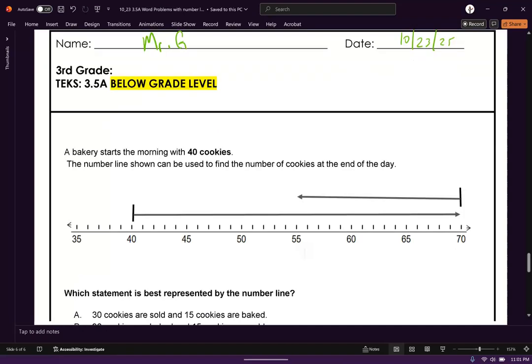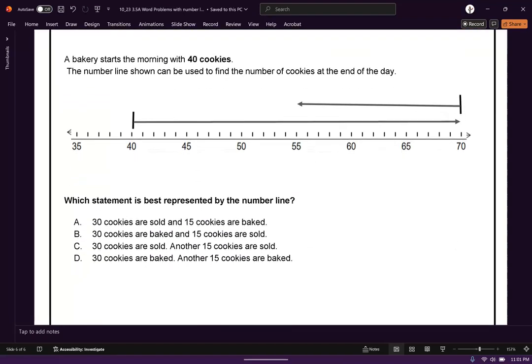Here we go. A bakery starts the morning with 40 cookies. The number line shown can be used to find the number of cookies at the end of the day. Which statement is best represented by the number line? So they start the morning with 40 cookies. The number line shown can be used to find the number of cookies at the end of the day. Which statement is best represented by the number line?